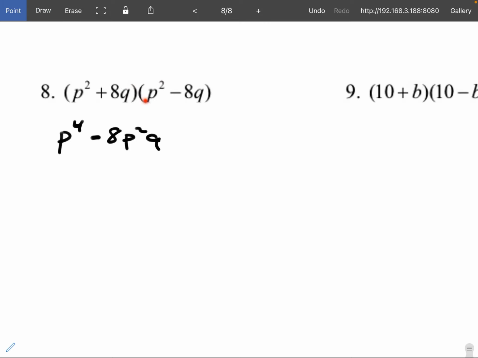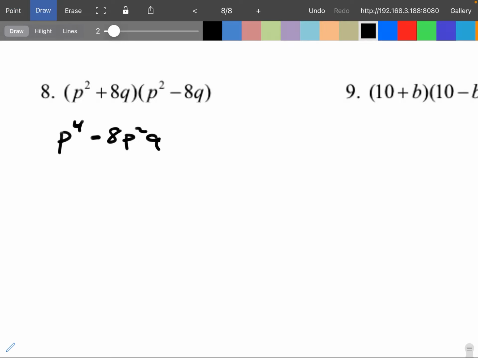All right. And then we're going to do these two terms, the positive 8q times the positive p squared. What's that? 8 what? It's 8q p squared, but again, we write the variables in alphabetical order. So it's going to be a positive 8 p squared q.